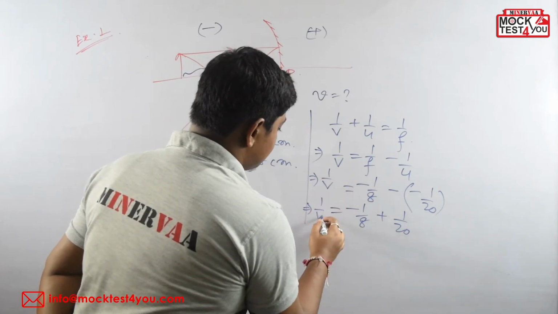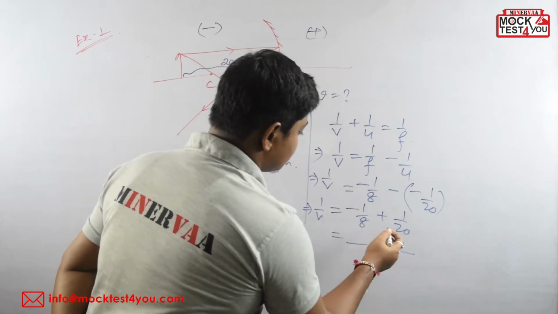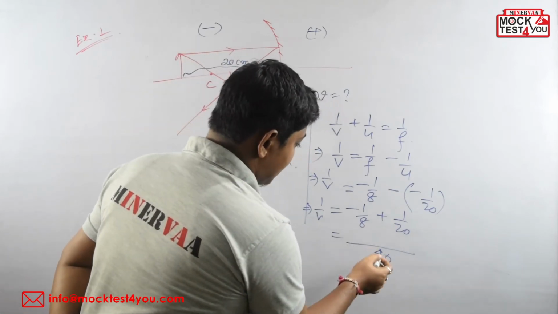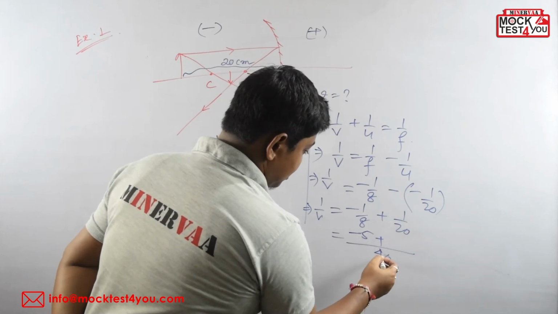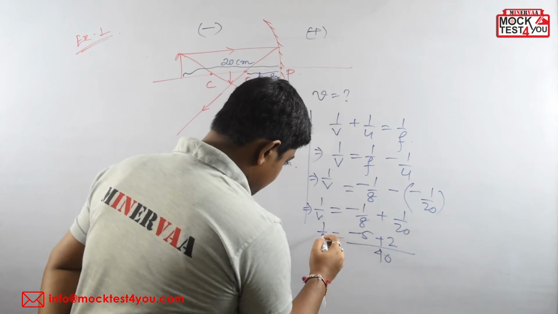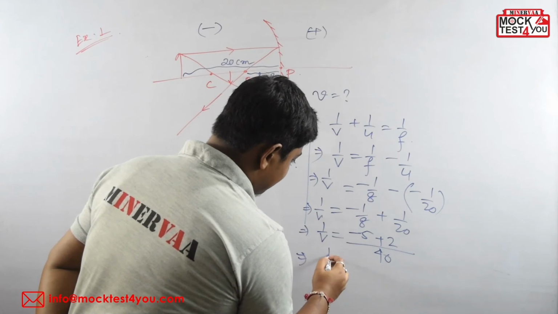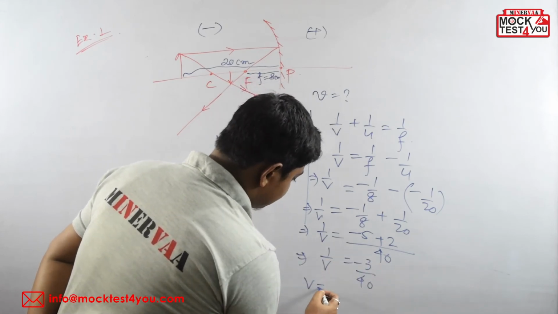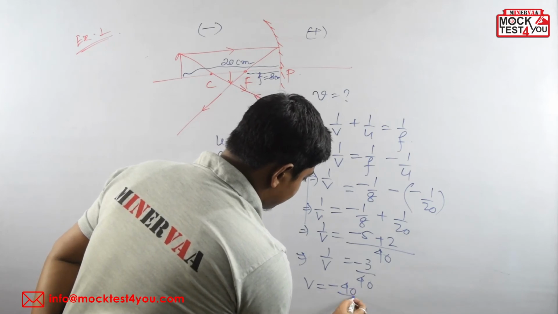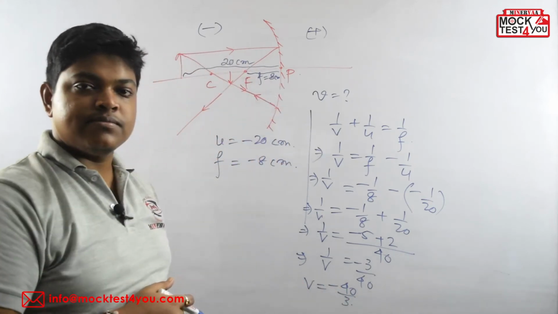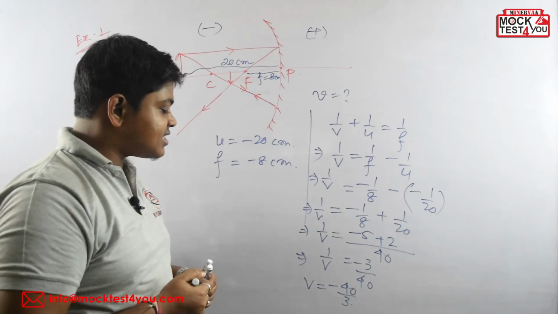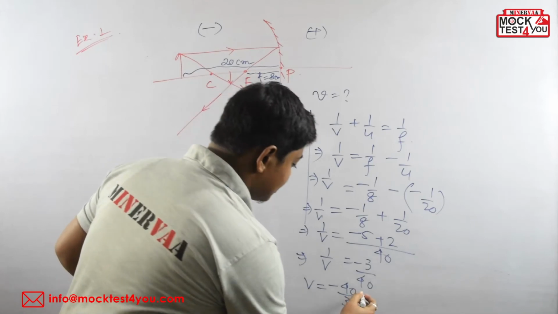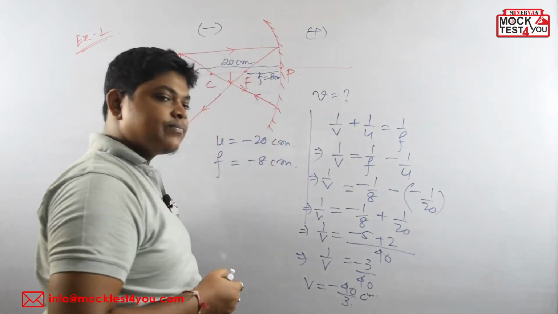So you are just getting what? 20 and 8, the LCM is 40. So 8 fives are 40, 20 twos are 40. So 1/v has a value of -3/40. So v is equal to how much? That is -40/3, right? Now in this case we are able to calculate the image distance, that has the value of -40/3 centimeter, right?